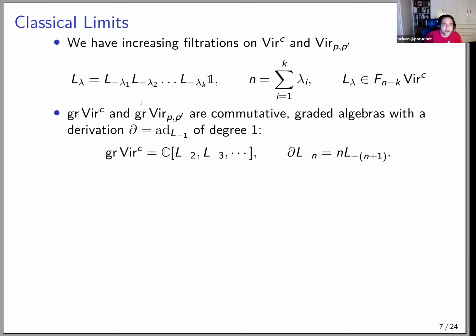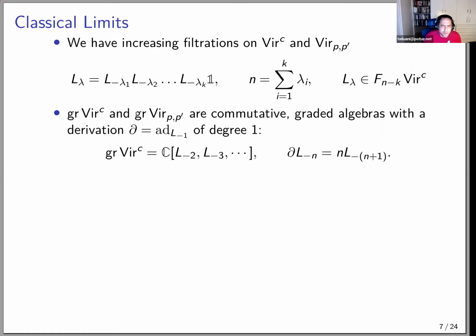So the associated gradient to both the Virasoro module and the irreducible quotient are naturally commutative graded algebras with a derivation of degree 1. So for the Virasoro module, you see it immediately is this polynomial algebra. Just take the PBW filtration, take the associated gradient, it is this polynomial algebra in infinitely many generators. And the derivation is defined there. It's just the adjoint action of L minus 1. So it takes the variable L minus n and it gives you back the variable L minus n plus 1.